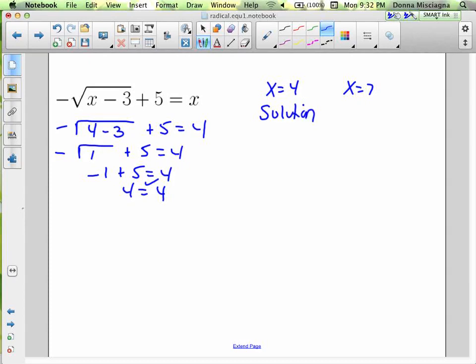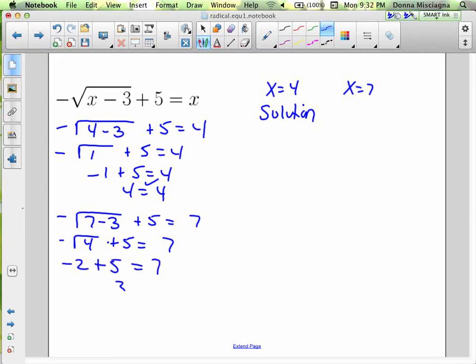Let's check out the 7. So we have negative square root of 7 minus 3 plus 5 equals 7. All right, so 7 minus 3 would be 4. The square root of 4 is 2, and negative 2 plus 5 equals 3, not 7. So x equals 7 is an extraneous solution.